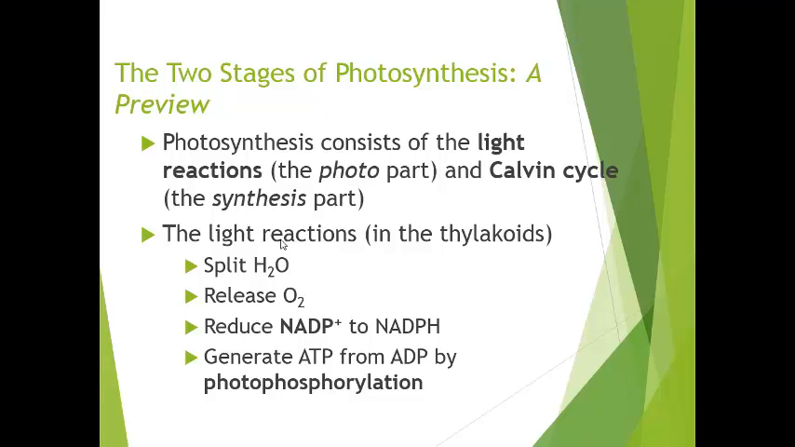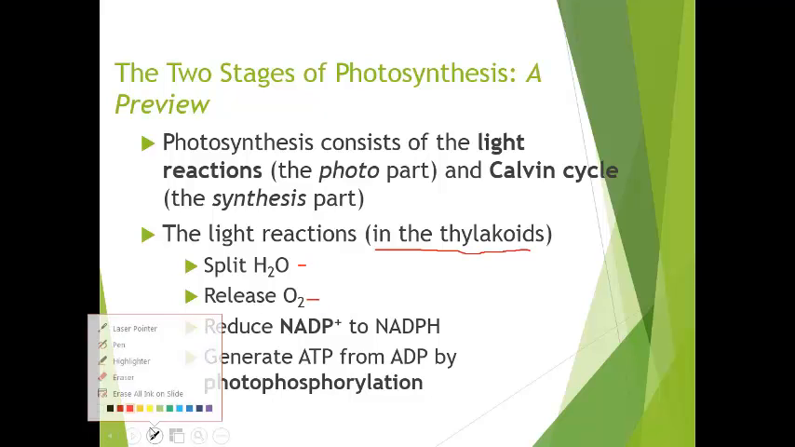There are two main stages in photosynthesis. The first one's called the light reactions. The second stage is called the Calvin cycle, also called the dark reactions. The light reactions are going to take place inside the thylakoids, specifically in the thylakoid membrane. During the light reactions, water is going to be split. When water gets split, we no longer need the oxygen. It's released as a waste product.